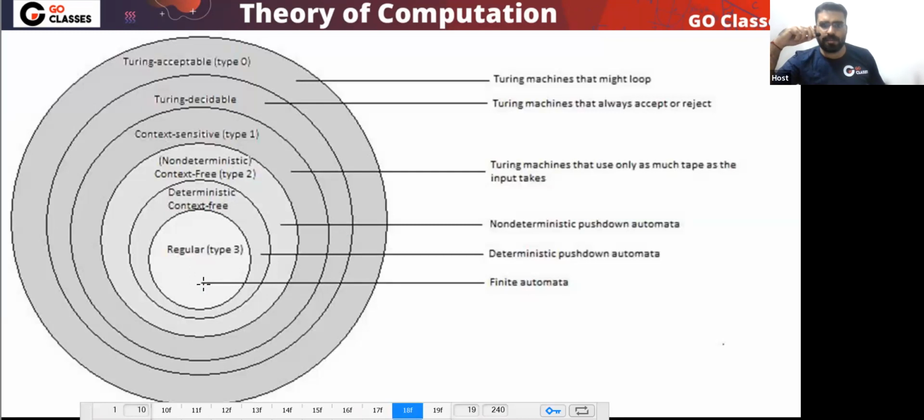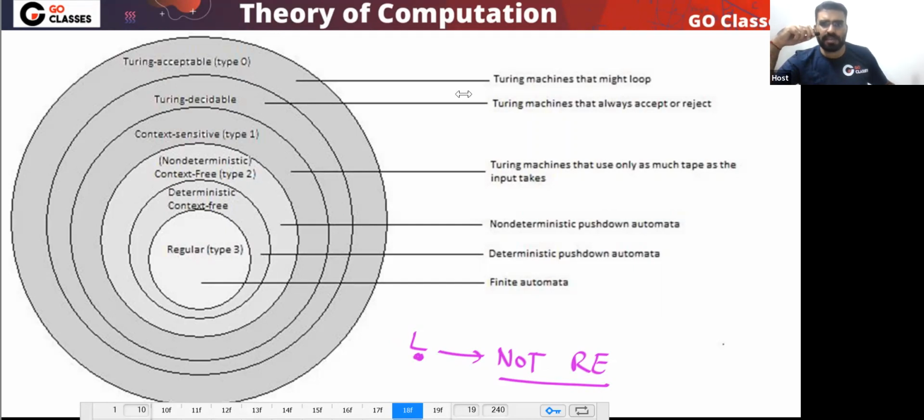This is the complete picture. We already know that every regular language is DCFL, every DCFL is a CFL, every CFL is a CSL, every CSL is Turing decidable, meaning every CSL is recursive, and every recursive is RE. And there are some languages which are not RE, like this language L. So this is not RE, like the diagonalization language.